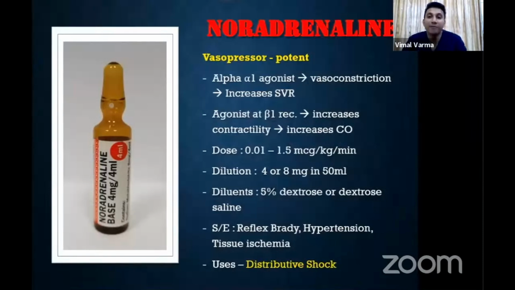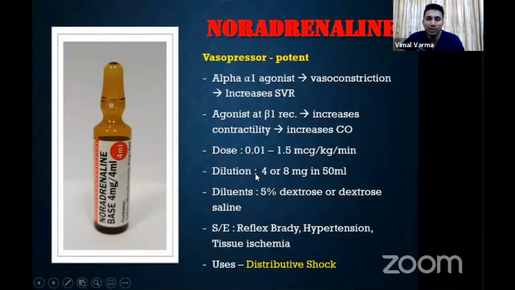Noradrenaline is a potent vasopressor. At alpha-1 receptors, it works as an agonist and causes vasoconstriction, thus increasing your SVR. At beta-1 receptors, it increases the contractility, thus increasing your cardiac output. So it works as a vasopressor and also an inotrope. The dose is 0.01 to 1.5 mic per kg per minute. The vials come with 4 mg per 4 ml. One vial is 4 mg.